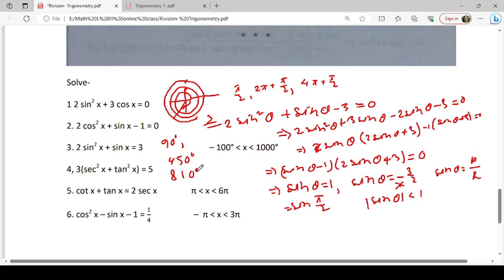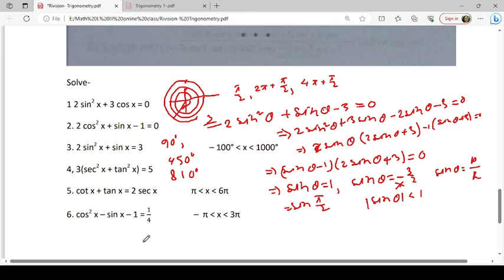So these three values, these are the solutions of this equation number 3. So we need to write these 3 values. So this is the way to solve these things.